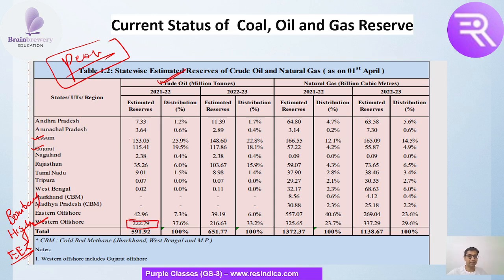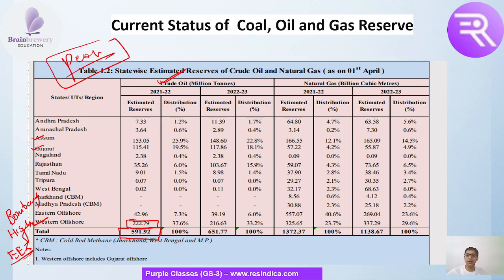And then we have Assam and Gujarat. Assam we already know, Gujarat we already know. So overall we have 591.92 million tons of reserve, while Saudi, Qatar, Venezuela, they are having the reserve in billions.